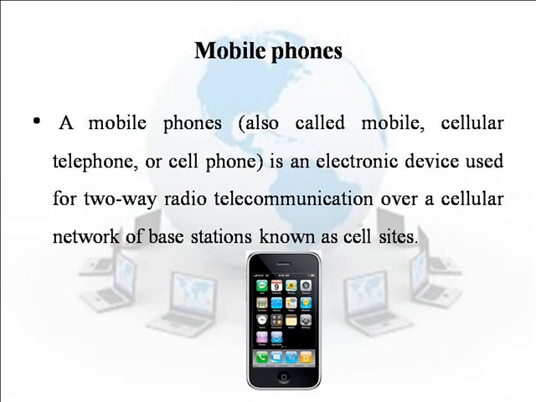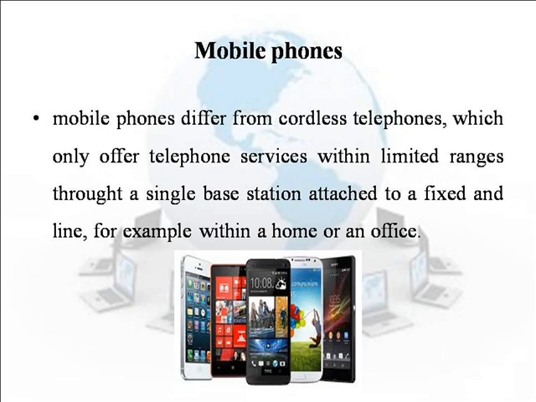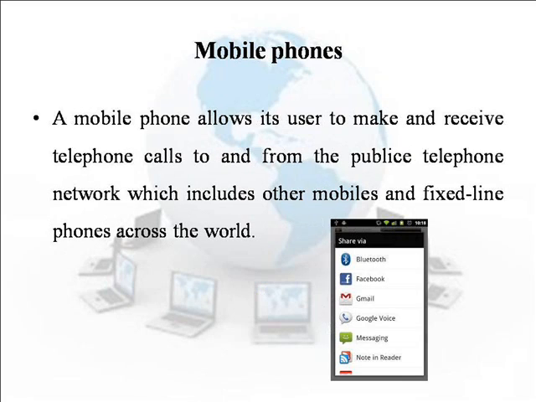Mobile phones. A mobile phone is an electronic device used for two-way radio telecommunication over a cellular network of base stations known as cell sites. Mobile phones differ from cordless telephones, which only offer telephone services within limited ranges through a single base station attached to a fixed line, for example within a home or an office. A mobile phone allows its user to make and receive telephone calls to and from the public telephone network, which includes other mobiles and fixed line phones across the world.